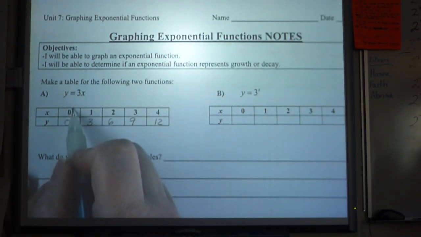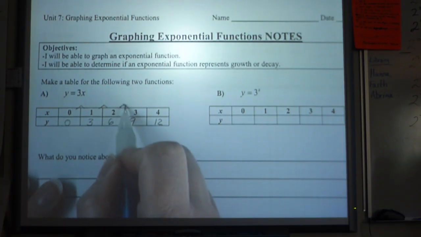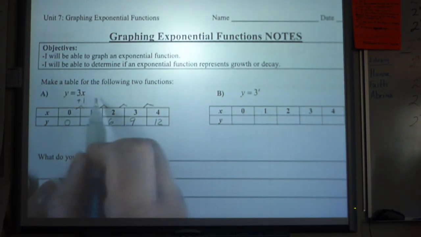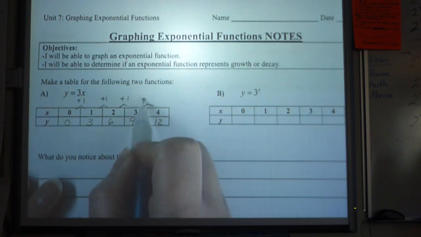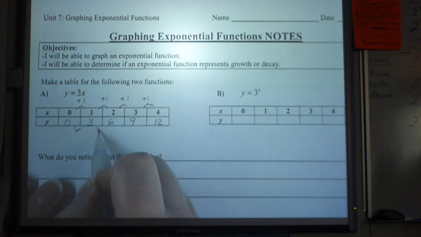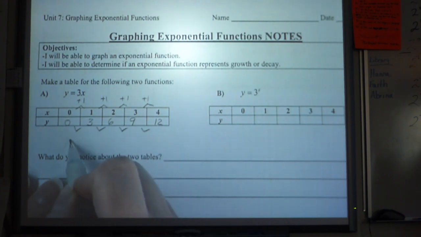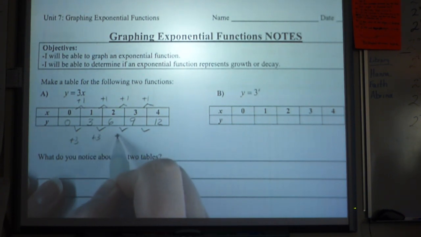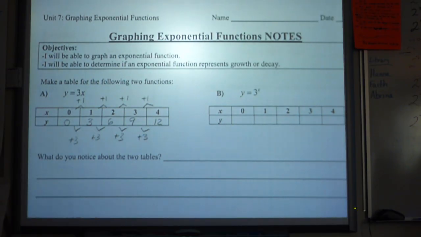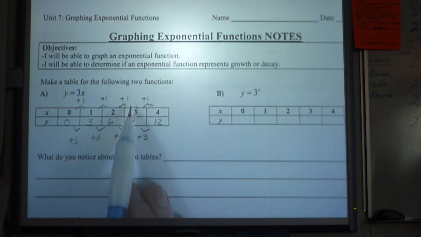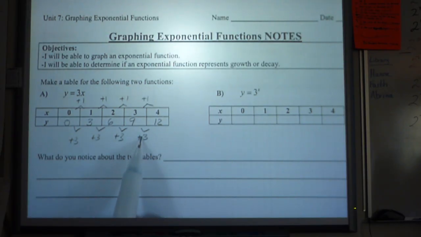Okay, so we can see that as x increases by 1, y increases by 3. Okay, so we have a linear relationship. As x increases by a constant amount, y increases by a constant amount. Slope would be rise over run, or plus 3 over plus 1. Okay, we would have a slope of 3, I heard someone say.